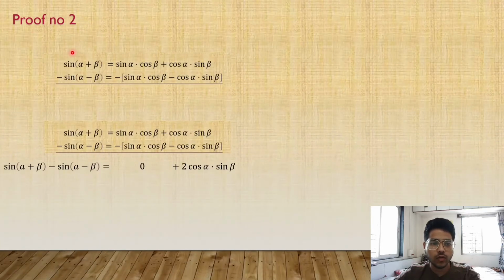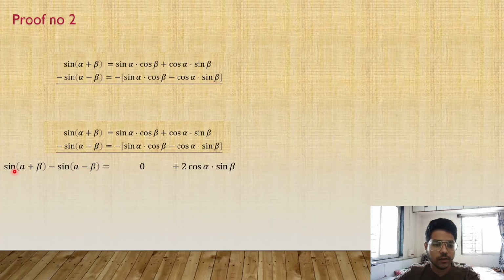Here we are having proof number 2, that will be sine minus sine. So we'll be getting sine of (alpha plus beta), which has the formula sine alpha into cos of beta plus cos of alpha into sine of beta, and we'll be subtracting from it sine of (alpha minus beta), that will be equal to minus of (sine alpha into cos of beta minus cos of alpha into sine of beta). I have multiplied this negative sign here, so we are getting this negative sign. Otherwise sine of (alpha minus beta) is equal to sine of alpha into cos of beta minus cos of alpha into sine of beta.